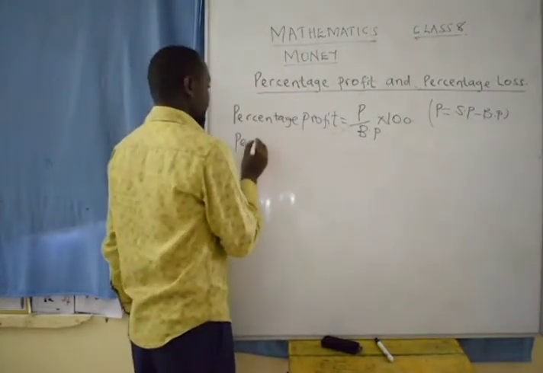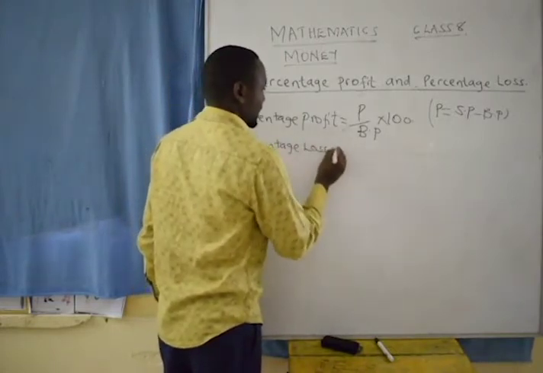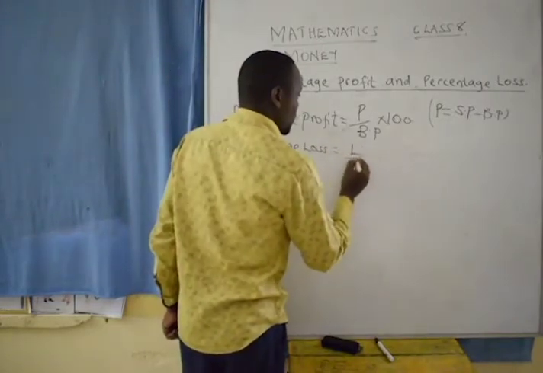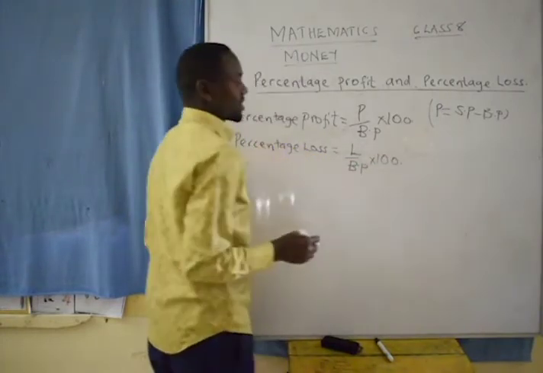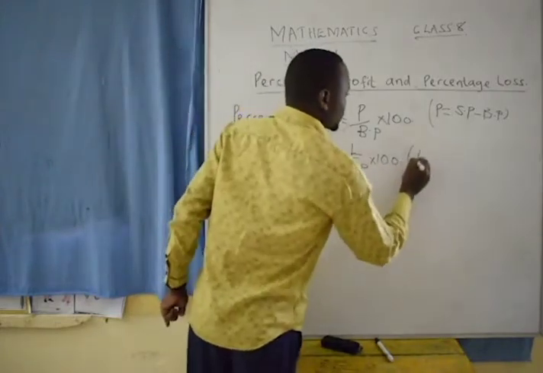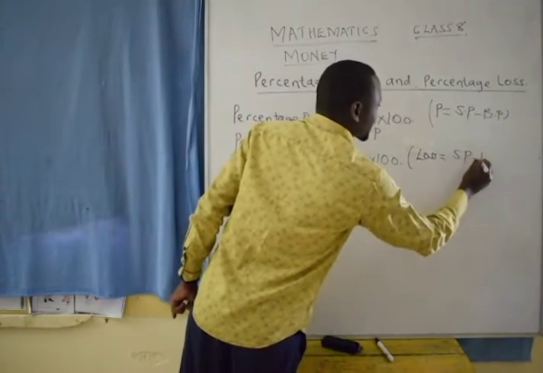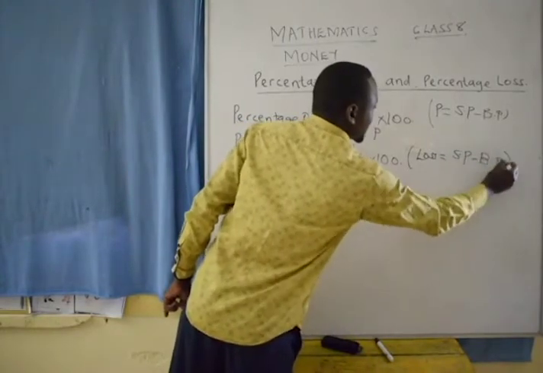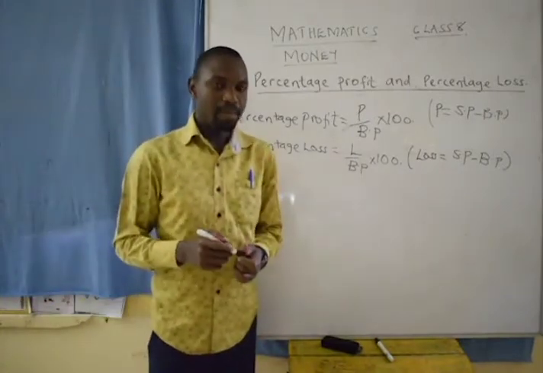Percentage loss is given by the loss over the buying price times 100, whereby the loss is given by the selling price minus the buying price.